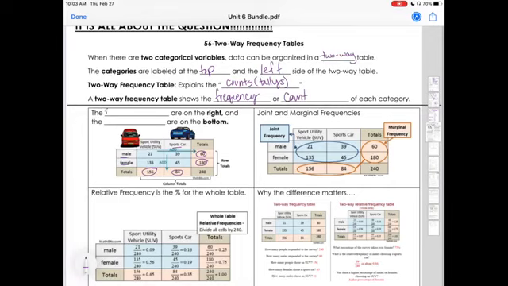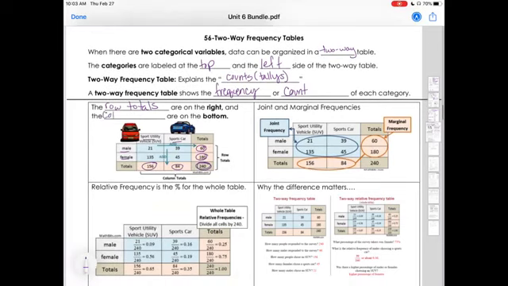So the row totals are on the right. That's the 60, the 180, and then 240 is the total. How many people did you ask in all? And the column totals are at the bottom. So these tell me how many total people chose sports cars. So 84 people chose sports cars. I don't know anything about whether they're male or female, but I know 84 chose sports cars.